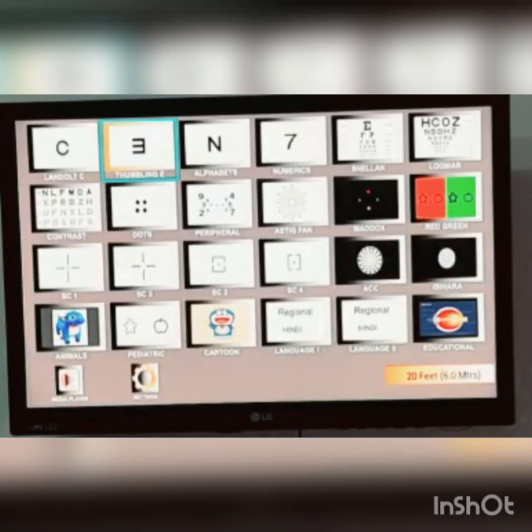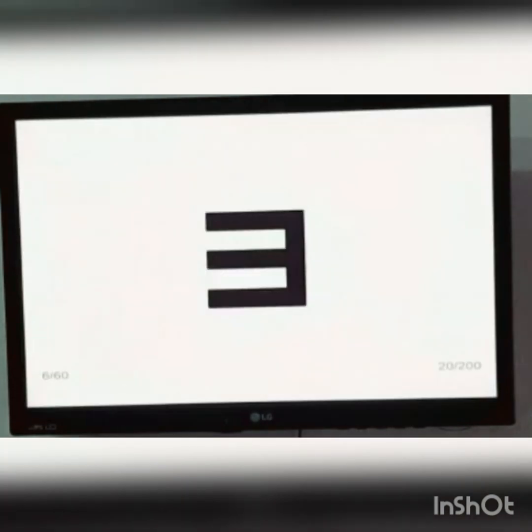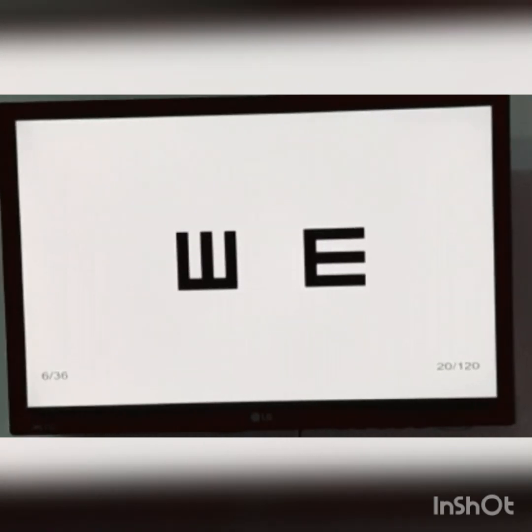The next we have is the Tumbling E chart. An E chart is also known as Tumbling E chart and is used by optometrists to measure visual acuity. This chart is usually for patients who are unable to read the Latin alphabets, for example, very young children or illiterate people. It is also used in countries where people do not use the alphabets in their native language.